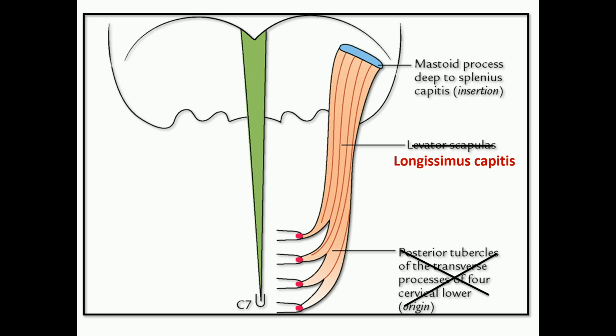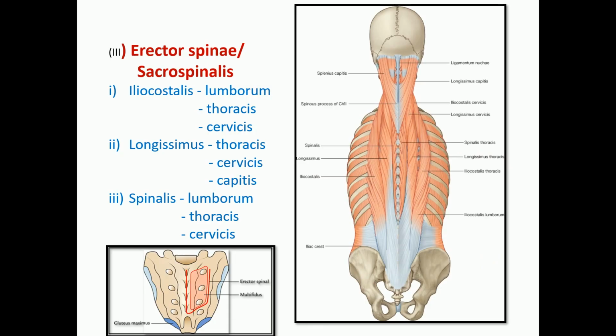And the spinalis column lies in the medial aspect and contains spinalis lumborum, thoracis, and cervicis. They extend between the lumbar and cervical spine, lying on the medial aspect. This diagram shows the spinalis thoracis, spinalis cervicis can be seen here, and spinalis lumborum.